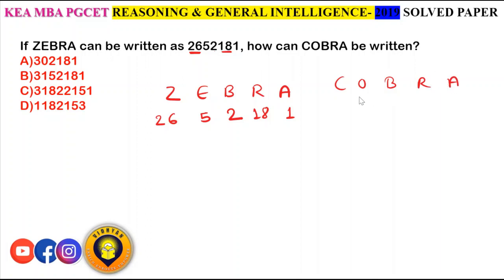of the letters cobra, C place value is 3, right? O place value is 15, B place value is 2, R place value is 18, A place value is 1. So 3152181, that is option B is the right answer. Next one.